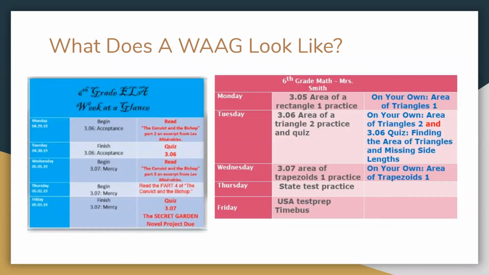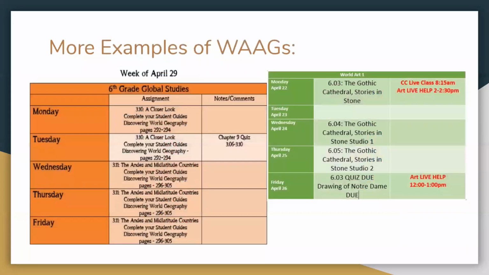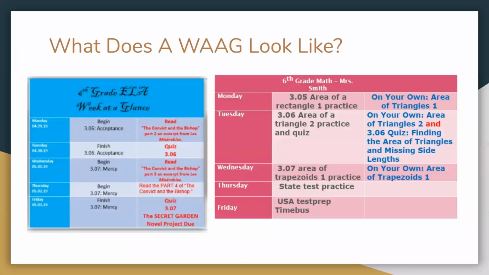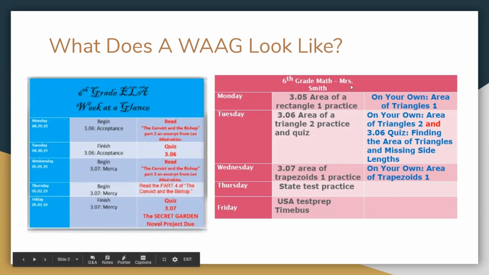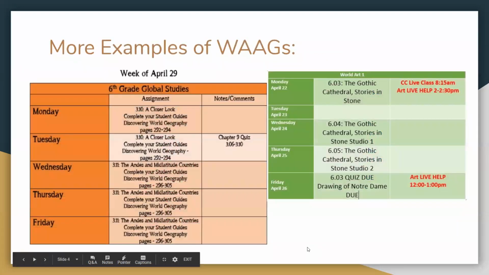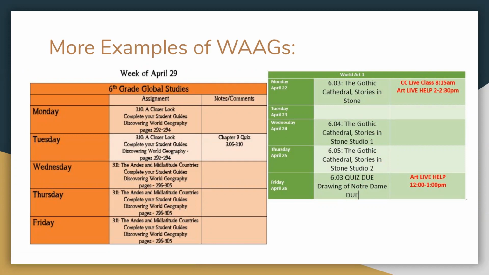Each teacher has their own class, as I said, and they will each do a week at a glance calendar, a WAG for short. So I was only able to find a few examples. I could not get science, I'm sad to say, but I was able to get, as you can see, English language arts, math, global studies, which is also history, and art. I know that the foreign language and music teachers also do week at a glance calendars.